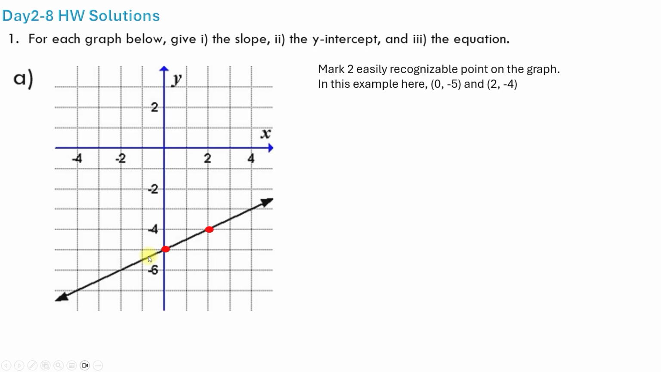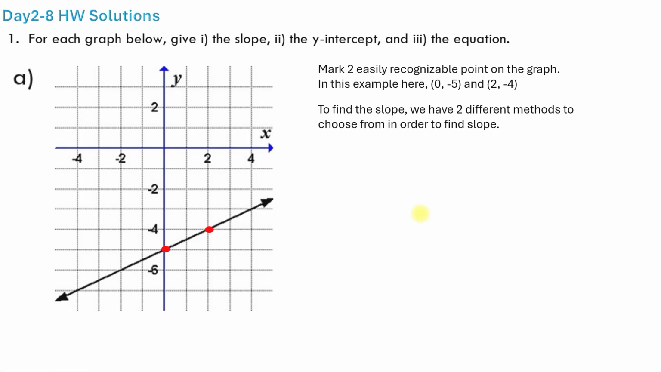When I say that, I mean points that fall right on an even coordinate. Right here, it falls in between the units or the squares, so it's not really easy to write down what that coordinate is. Here, it crosses right over a line that's easy to identify. So we can use this coordinate, (0, -5), and we can use this coordinate, another easy to recognize point, (2, -4). Now we have two methods to figure out what the slope is.